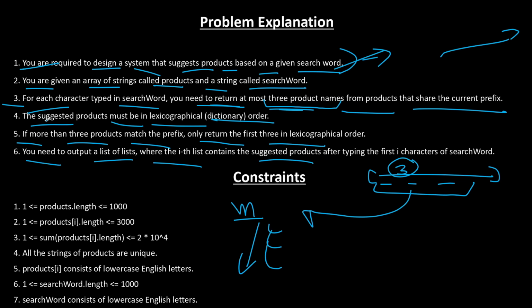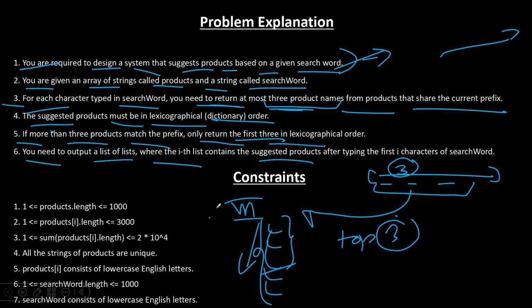If more than 3 products match the prefix, suppose there are another 5 or 2 products, if these 5 are matching, then only return the first 3 in lexicographical order. Got the point? At the end you just have to return the top 3 search results of the prefix typed in the search box, like we do on an e-commerce site. I hope you got some idea here. Let's look at the constraints now. Also, it's written here, you need to output the list of lists.